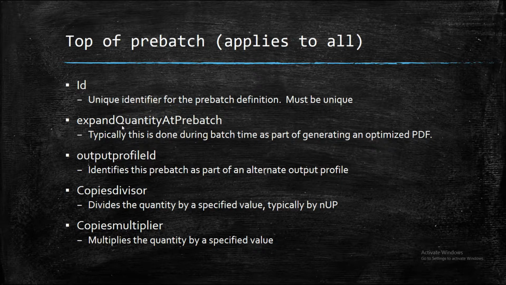And the last two items here, the copies divisor and copies multiplier, as the names imply, allow you to take a specific value that you put in and either multiply the quantity out at prebatch or divide into the quantity at prebatch. And we'll take a look at those here in a little bit as well.